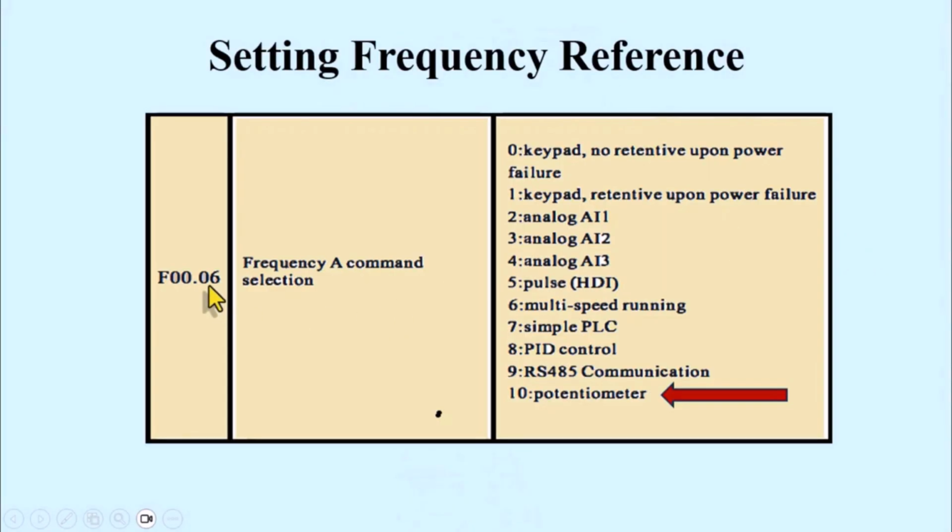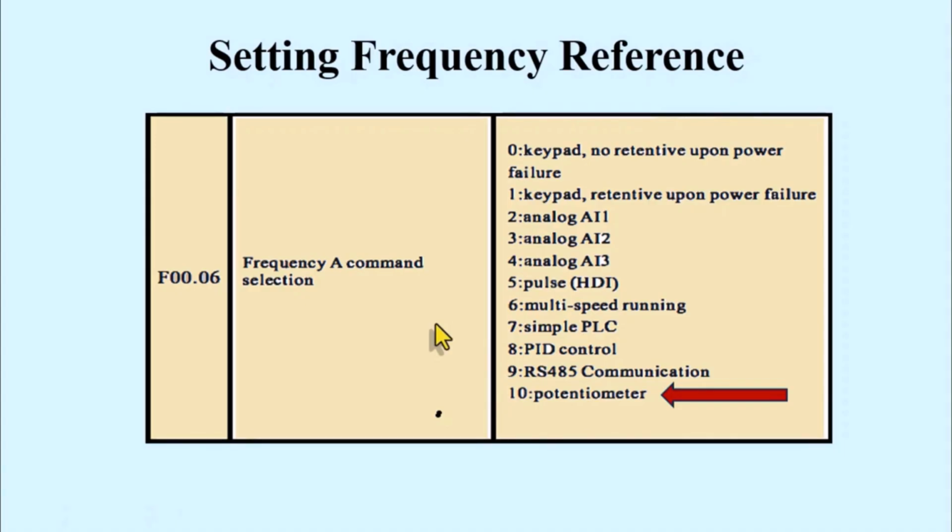We mentioned that in order to specify the frequency reference in the BD600 inverter, we need to go into parameter group F00 and do this in parameter number 6. In this video, we're going to use the potentiometer that's built into the inverter's keypad. To do this, we need to set parameter F006 to the value 10. If we set it to 10, our frequency adjustment will be done using the volume knob, the potentiometer on the BD600 inverter keypad.